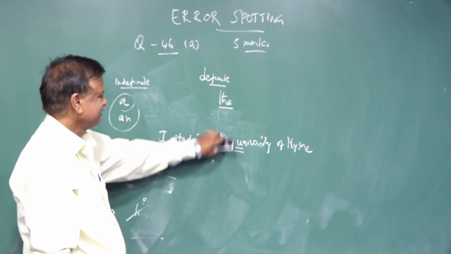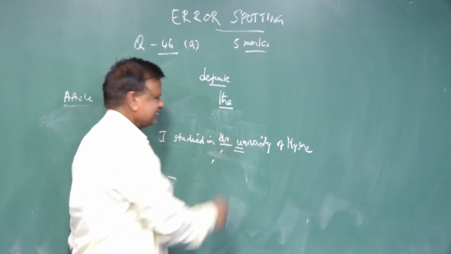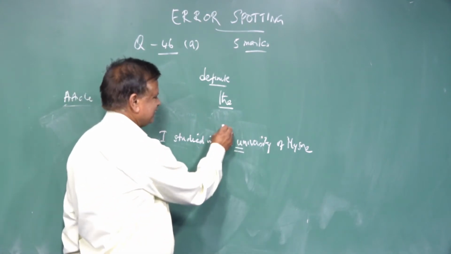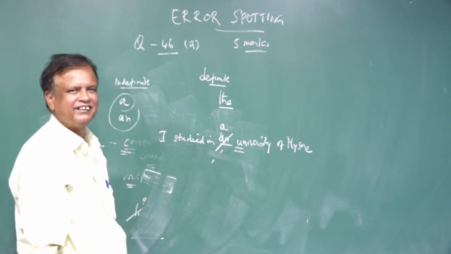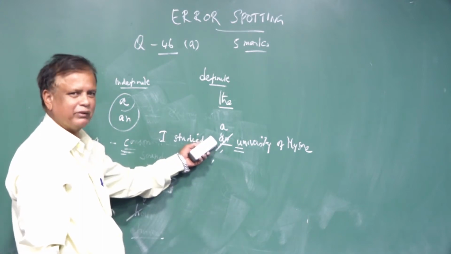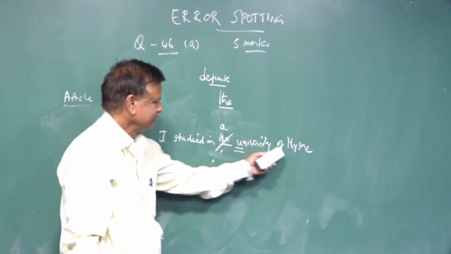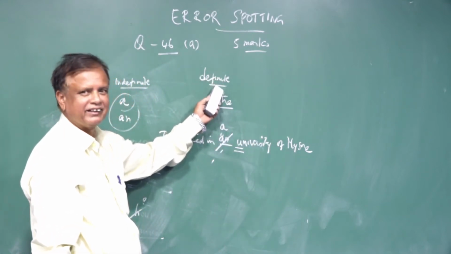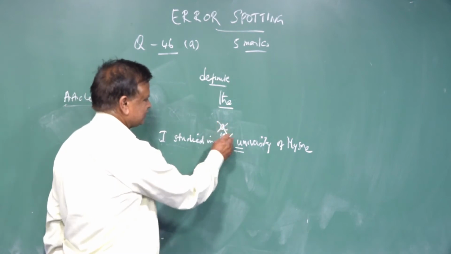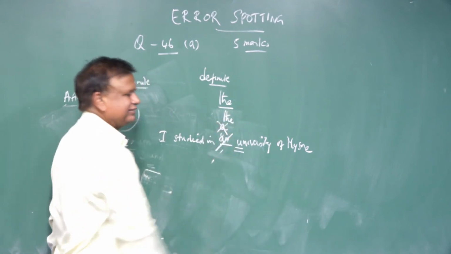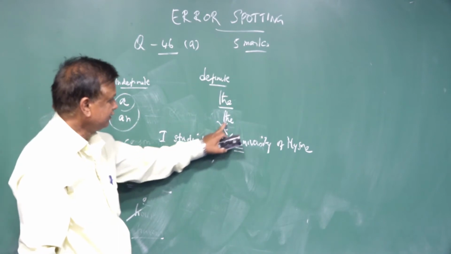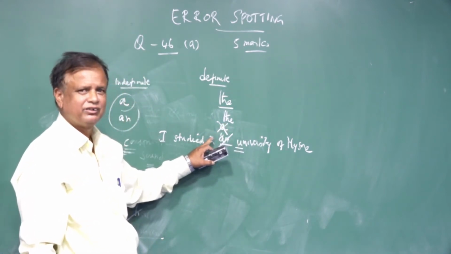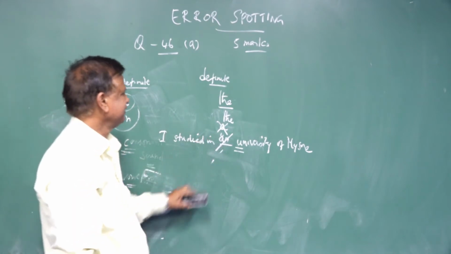Now, the question was given like this. Most of the students simply took this and put E, which is wrong, because the University of Mysore is a definite, particular thing, so I cannot use A also, I should use the. I studied in the University of Mysore, not in a university. So, you have to be careful here.